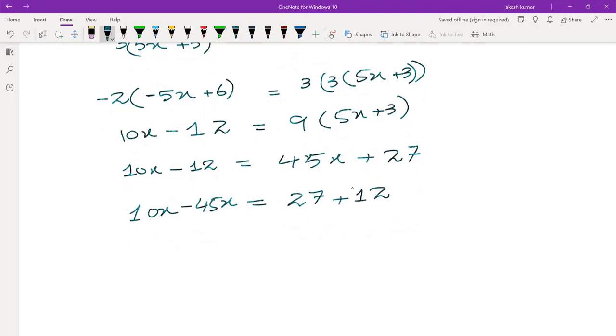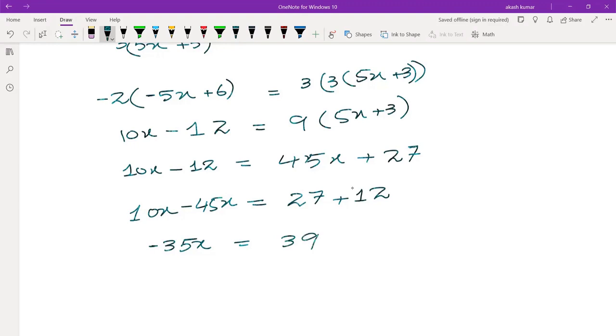Yeah. So 10x minus 45x is? It would be negative 35x, equals 27 plus 12 is? It would be 39.